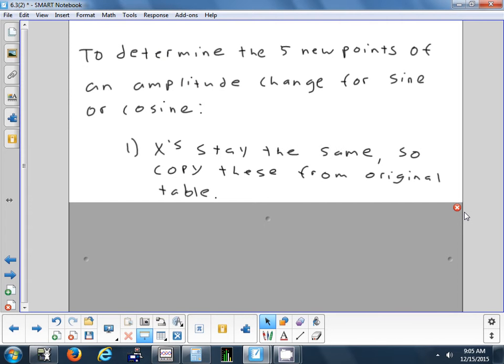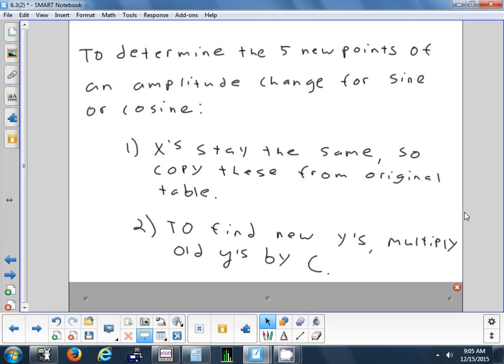So for this one, nice and easy. All your x's stay the same. We like when the x's stay the same because those are the ones with pi. We don't have to do any of that common denominator stuff. To find the new y's, it's pretty straightforward. Take all the old y values and multiply by the number in front. Notice here I didn't say take absolute value. You don't take the absolute value when you're graphing, because if it's negative, that negative is going to cause something else to happen. Whatever the number is in front, just use it the way it is.